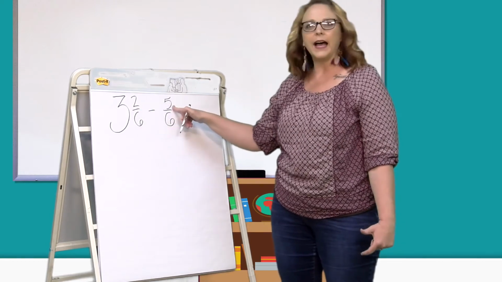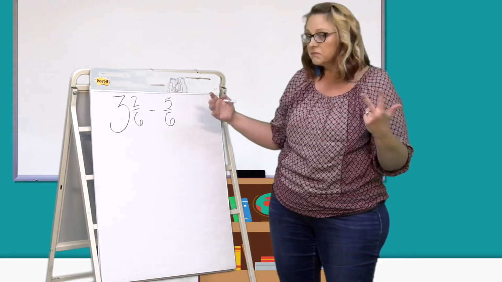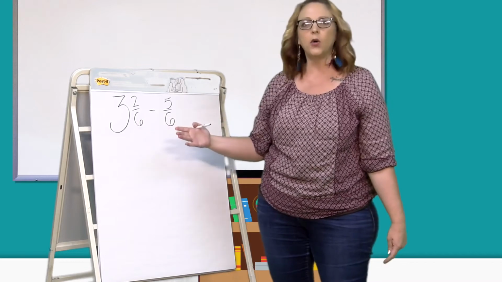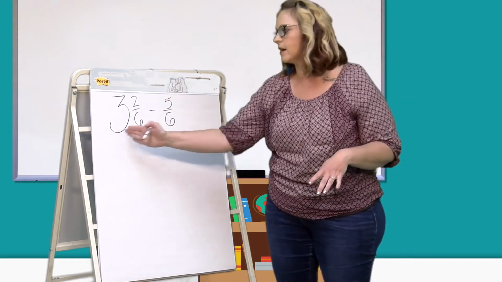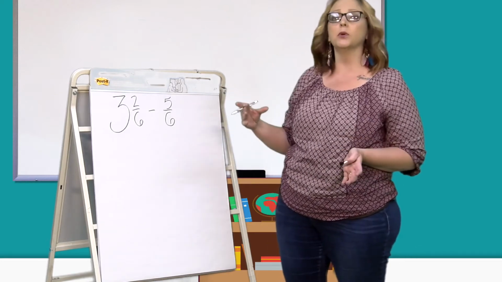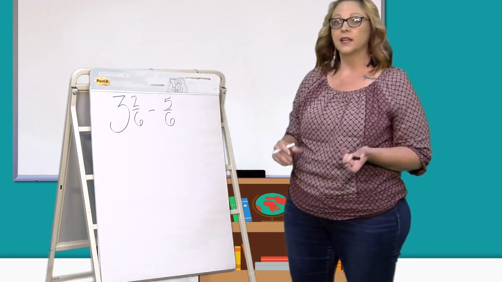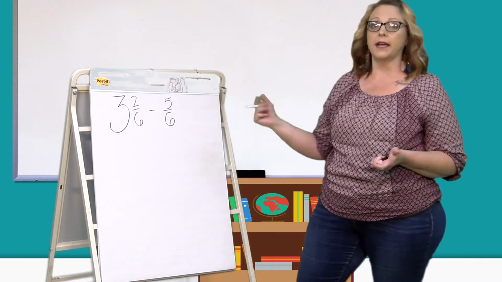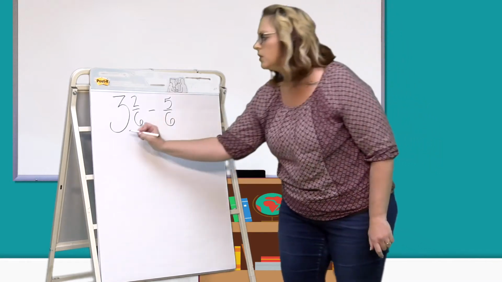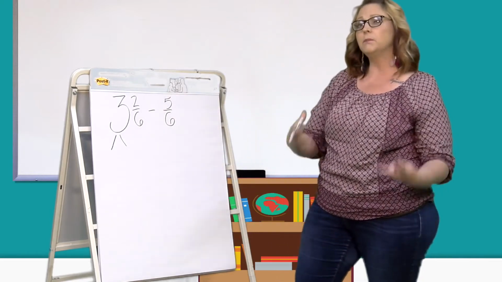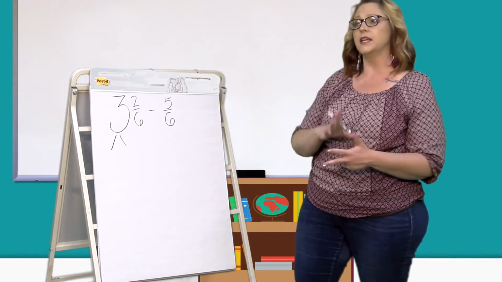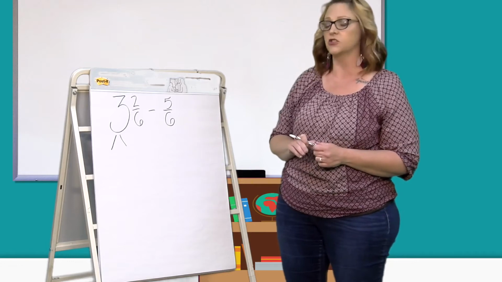Can I take 5 away from 2? Well, if we're talking about whole numbers, we would have to decompose. We would have to take something and rename it, regroup it, in order to make enough. That same strategy applies to mixed numbers. So I'm going to decompose my whole number. I need to borrow from it. I need to decompose it and rename part of it as a fraction.